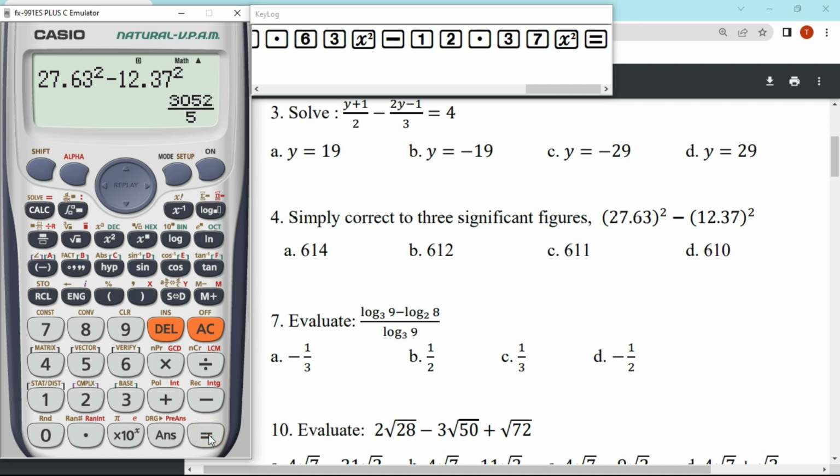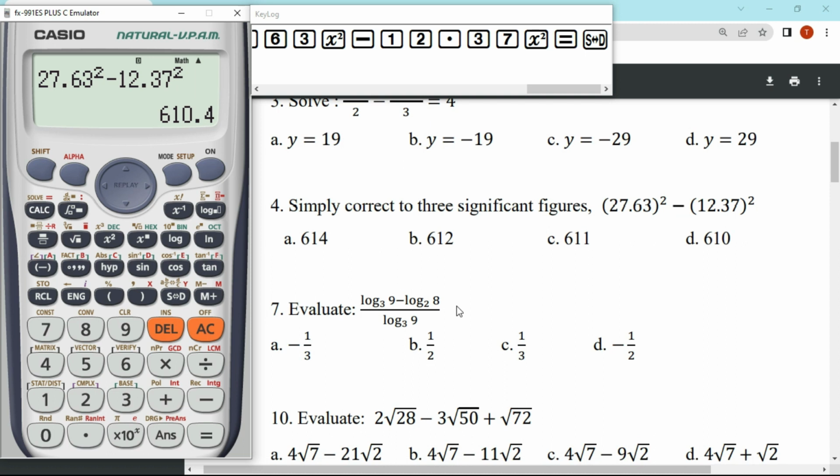Now we are asked to leave our answer in 3 significant figures. So when we have our answer in a fraction form, I just click on the mapping, the same mapping down to d, which is standard to decimal. As I click on it, it gives us 610.4. But we are asked to leave it in 3 significant figures, so I have to leave my answer as 610. So in this case, my answer is D.